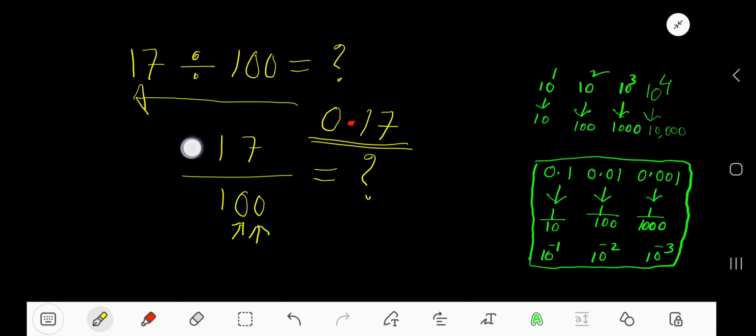Look, the dividend is 17, but our quotient is 0.17. That is, the dividend is greater than the quotient. Actually, division means repeated subtraction, and in repeated subtraction, the value of the dividend will be decreased.